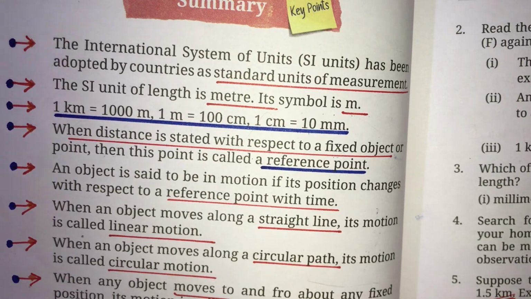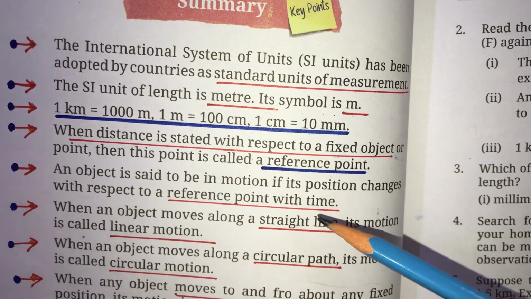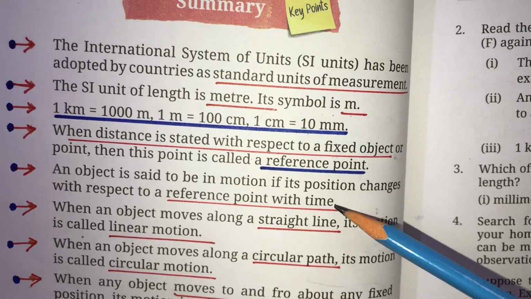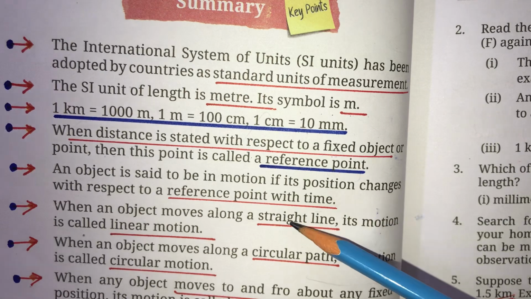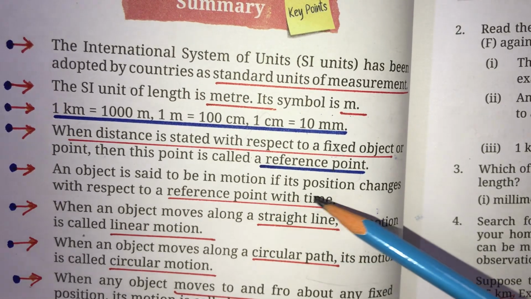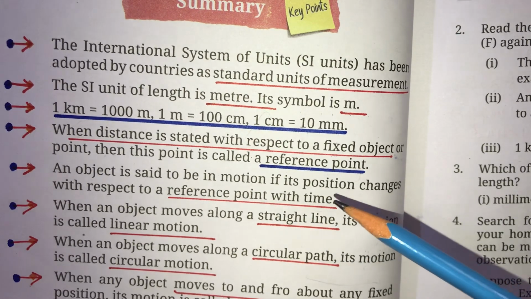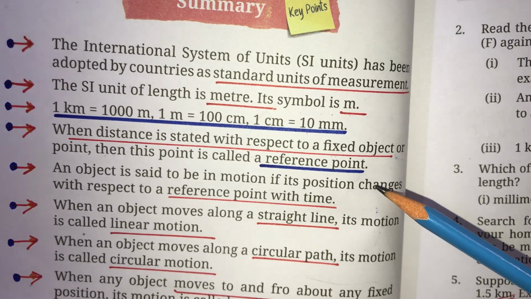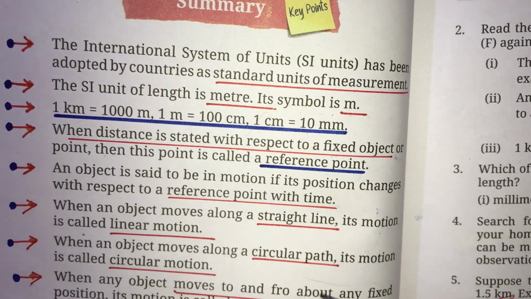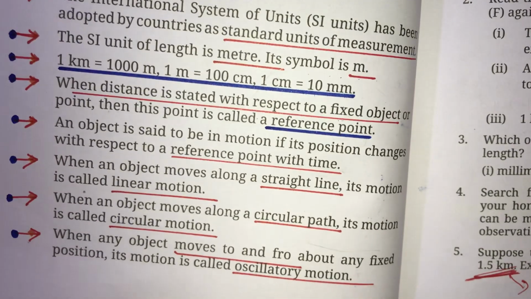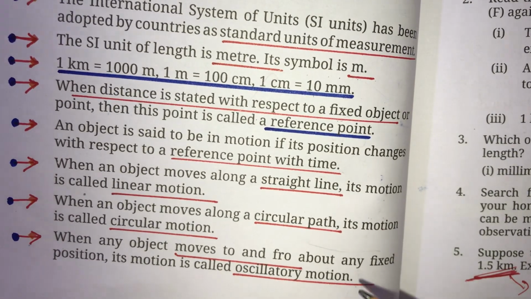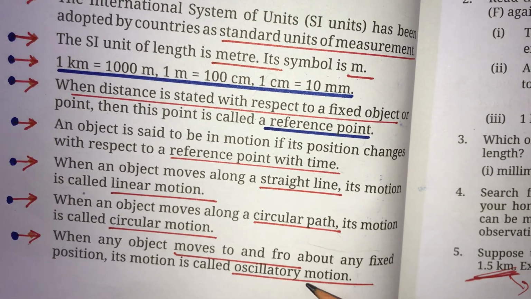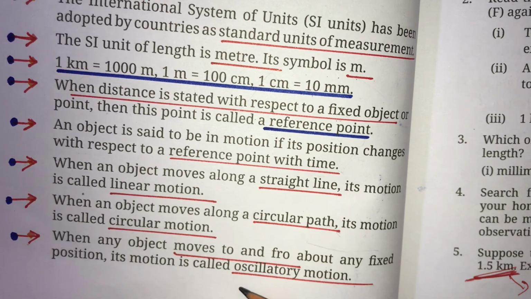What is motion or movement? An object is said to be in motion if it starts moving from the reference point, that is, its position changes with respect to the reference point. That is called motion. If the position of the object does not change with respect to the reference point, then the object is at rest. If the object moves along a straight line, that is called linear motion. If the object moves along a circular path, it is called circular motion. When the object moves to and fro from a fixed position, that is called oscillatory motion.